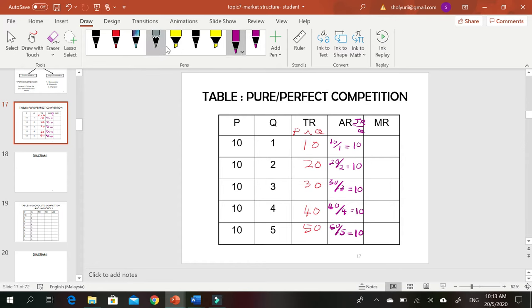Right? And next is, we'll find MR. MR is basically the formula, changes in TR divided by changes in Q. Okay, so how to find changes? It's basically bawah tolak atas. So ingat our Q doesn't start with 0. So nilai atas ada, dia tak boleh terus dash. So nilai atas ni ada. So, kat sini maksudnya kosong. Kosong ke satu. Changes dia satu. Okay. So, masa kita tak produce anything, zero. Okay. So, I'll erase this one. Okay.